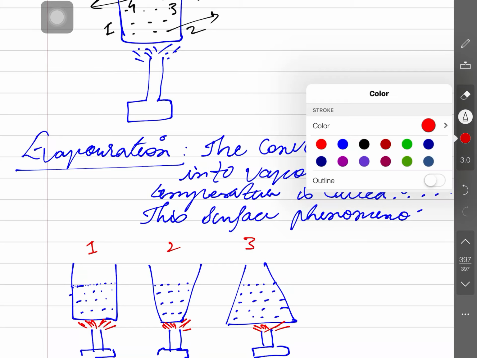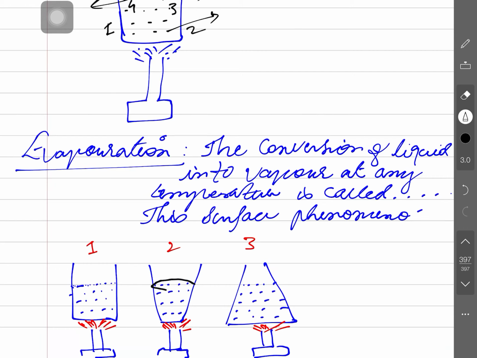If we talk about the area, this portion is the surface area, and this is also the surface area, and this is also the surface area. You may see which is the greater surface area. So we can say surface area 3 is less than area 2, which is less than area 1. You may understand this. So the highest area is A1.